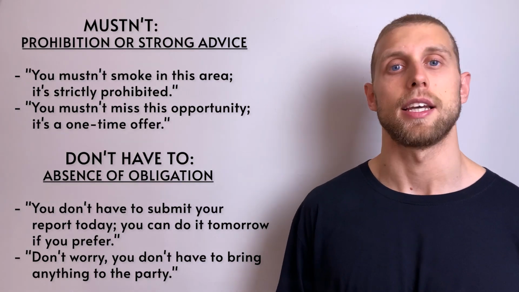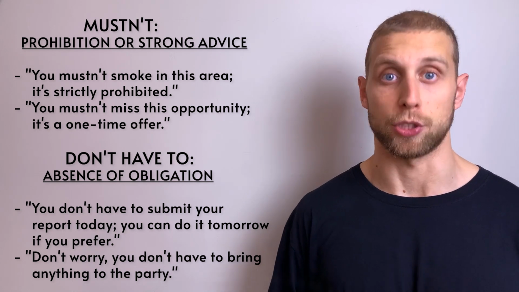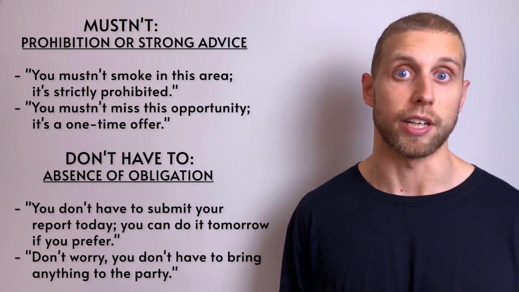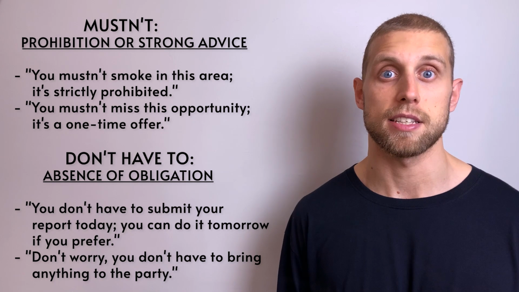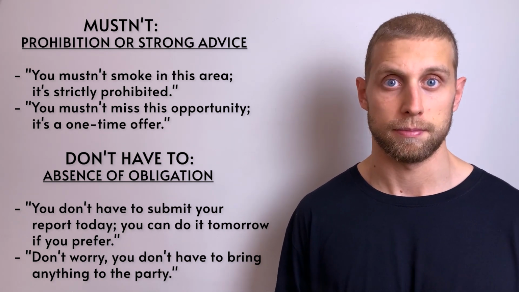Great, we're almost done here. Let's talk about the differences in negative constructions of must not or mustn't and don't have to. Mustn't: we talk about prohibitions or strong advice. You mustn't smoke in this area, it's strictly prohibited. You mustn't miss this opportunity, it's a one-time offer.